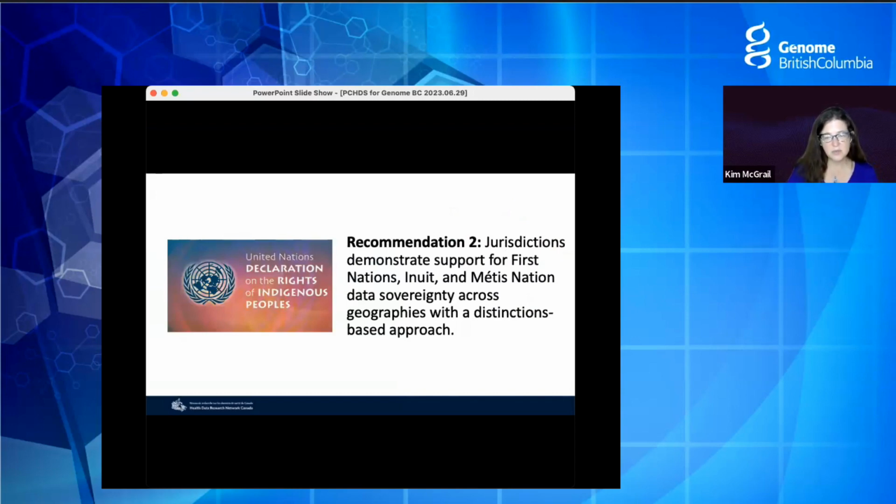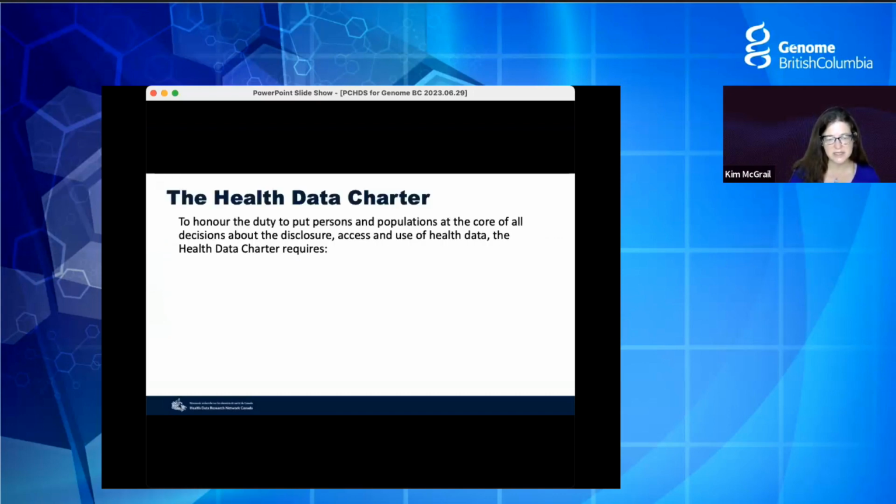The second recommendation in the report is that jurisdictions demonstrate support for First Nations, Inuit, and Métis Nation data sovereignty, and that be a distinctions-based approach. It's a second recommendation for a very clear reason: we really need to honor the United Nations Declaration on the Rights of Indigenous Peoples. This is enshrined in legislation at the federal level in Canada and in BC in our DRIPA legislation as well. And a few other provinces are moving in that direction for provincial legislation to align with the federal and UNDRIP. So this is an important precept. It underlines everything, and I'm going to make some assumptions that that's there throughout the rest of the presentation, but it is really, really important that we truly get to this nation-to-nation relationship and support Indigenous data sovereignty.